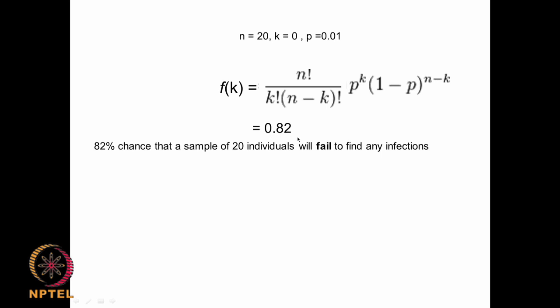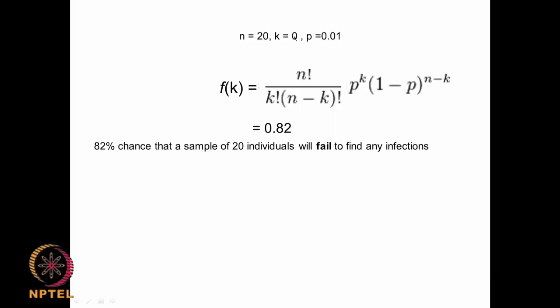So what does that mean? There is an 82% chance that if I take 20 people, I will not even find 1% with that disease. Did you notice that? It's a very, very important finding. So 1% of the population is infected with HIV, but if I take 20 people randomly, there is an 82% chance that I will not find anybody with that in that sample of 20. So I may say nobody is infected. So obviously, what does it mean? My sample size is too small, okay?